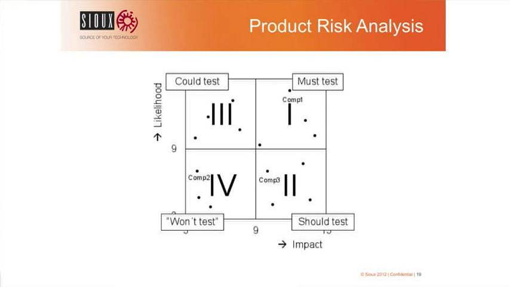And we see that quadrant 1 is the must test quadrant. So the components in this quadrant are the most important ones. These must be tested very thoroughly. And we're seeing quadrant 2 are the should test components, quadrant 3 are the could test components, and quadrant 4 are the won't test components. Well, maybe you should test them, but very lightly. And in fact, this product risk analysis test matrix, you can use perfectly to define your test approach of your complete test project.